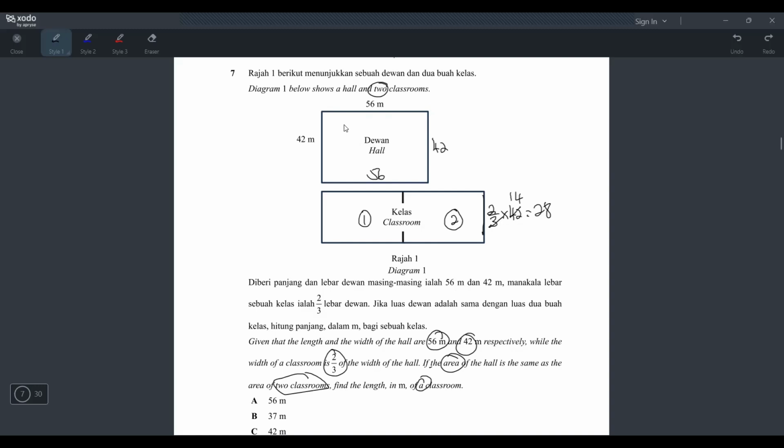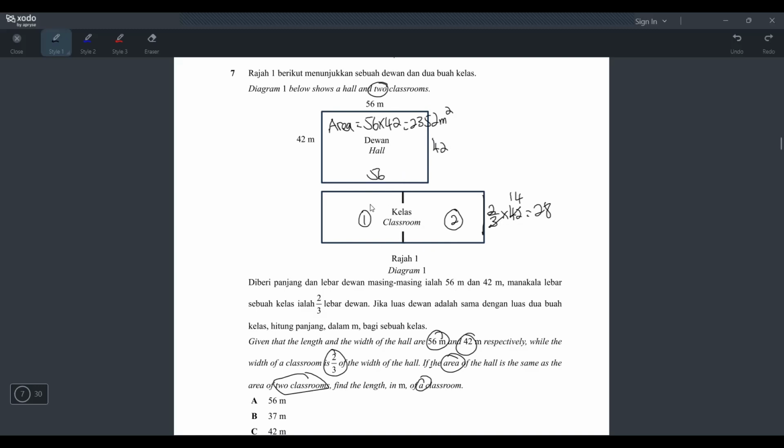So what is the area for the hall? The area for the hall will be 56 times 42, right? Because that's how you find the area of a rectangle. So what do you get here? If I press, I get 2352. But remember the unit here is meter square, because this one is meter times meter, so meter square.